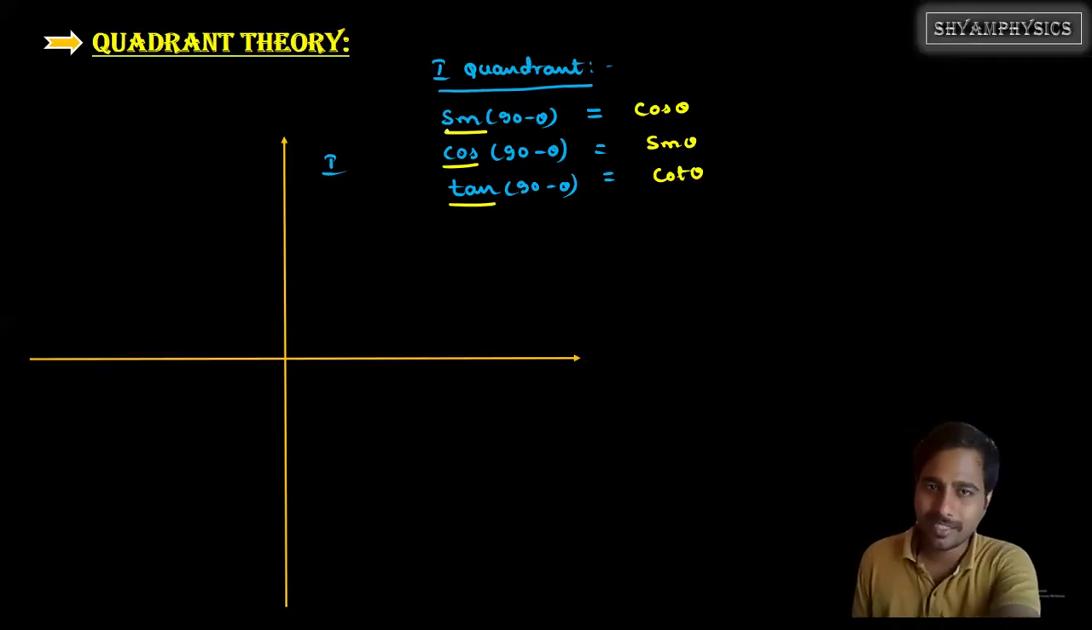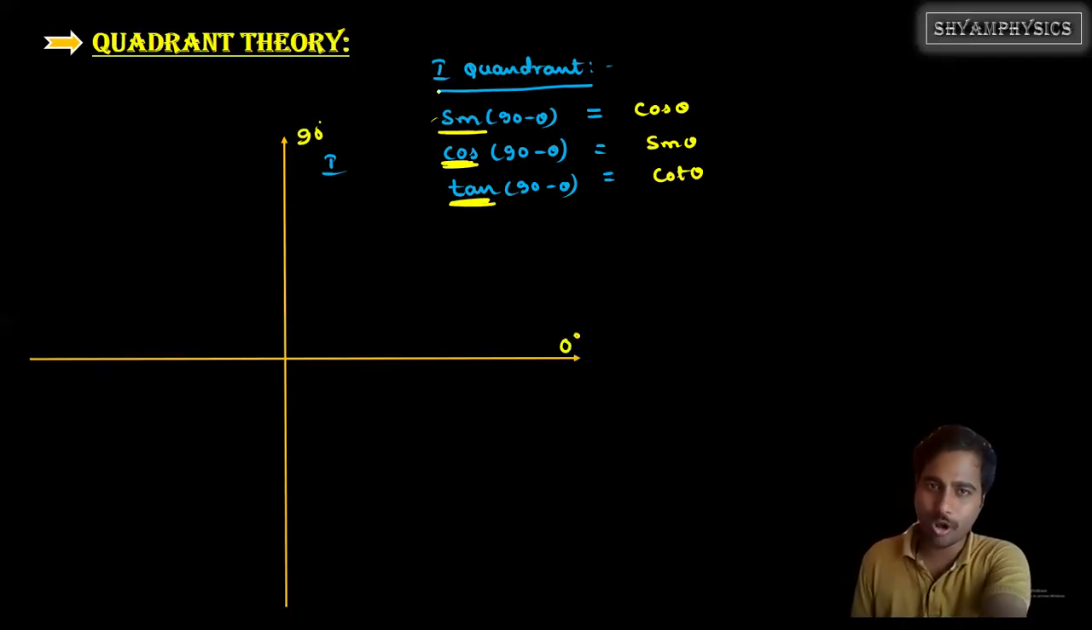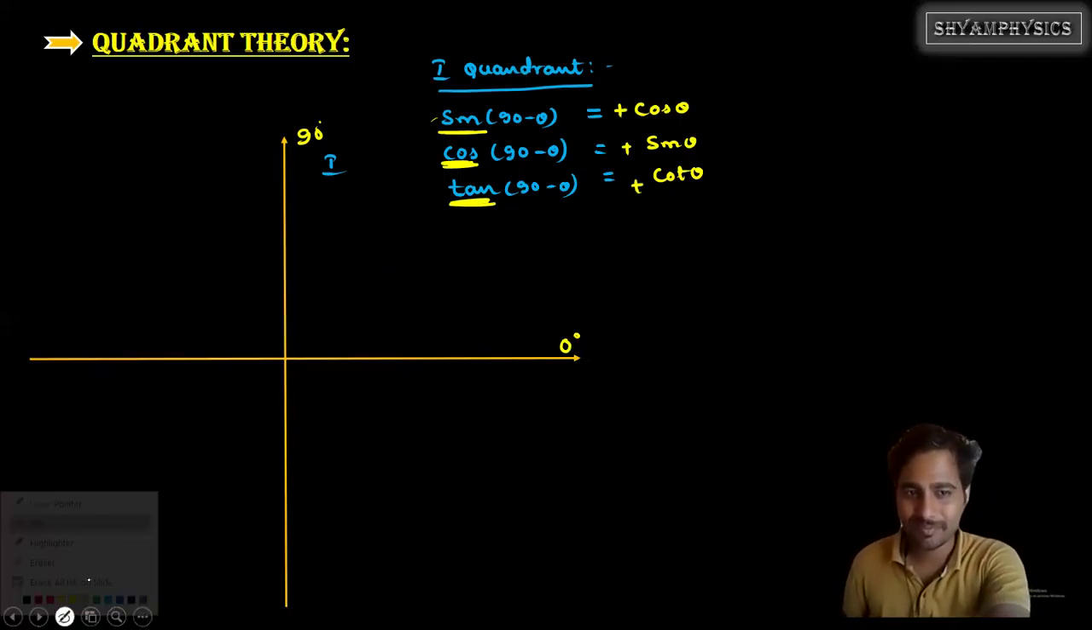Next to that, are these values sine, cos, tan positive or negative in this 90 minus theta? Check once. 90 minus theta means it lies in the first quadrant. In the first quadrant, all these trigonometric functions are positive. So the answer should be positive itself. Done? I think now it is understood.